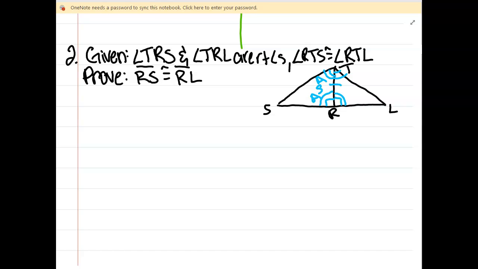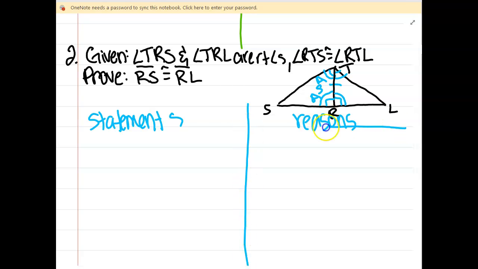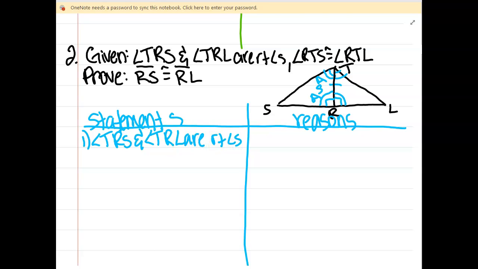Now remember, in your proof, you have to have angle congruent to angle, side congruent to side, angle congruent to angle. You have to actually say that, okay? So in our proof, we've got our statements and our reasons. We'll start, as always, with our given. So angle TRS and angle TRL are right angles. And angle RTS is congruent to angle RTL because of the given.